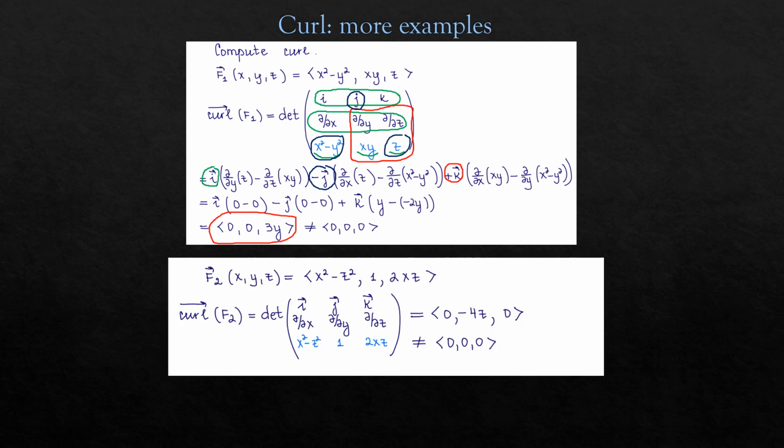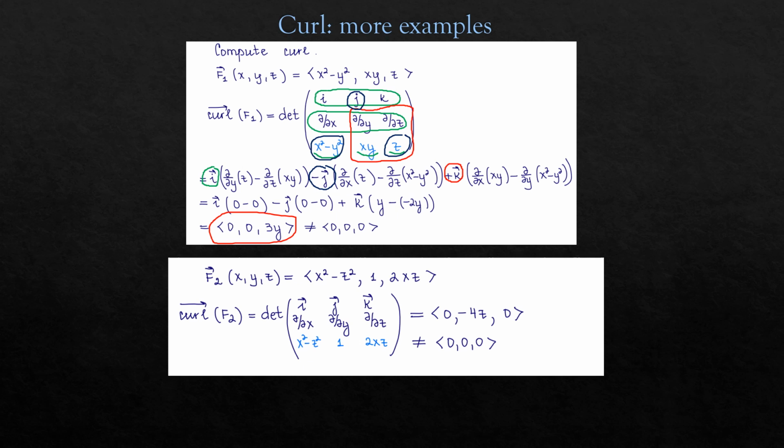One more example. We're just going to take a look at the answer. So here you have this vector field with components x squared minus z squared, 1, and 2xz. And I'm giving you the setup, and I'm going to let you check the work. So pause the video, see if you can work out the steps here, and see that you get exactly the same thing as I do.